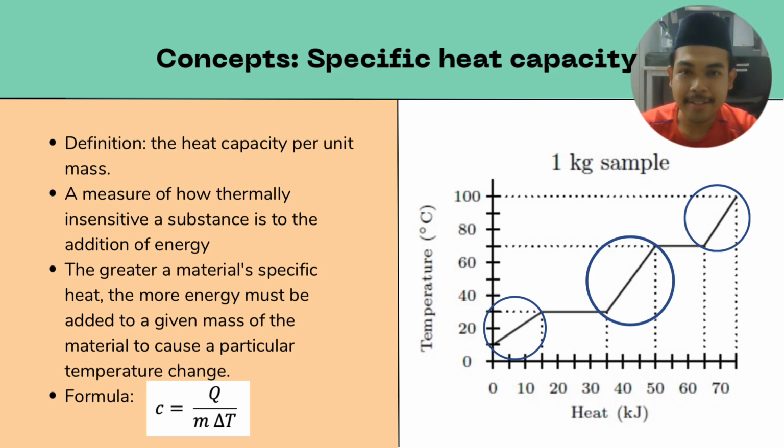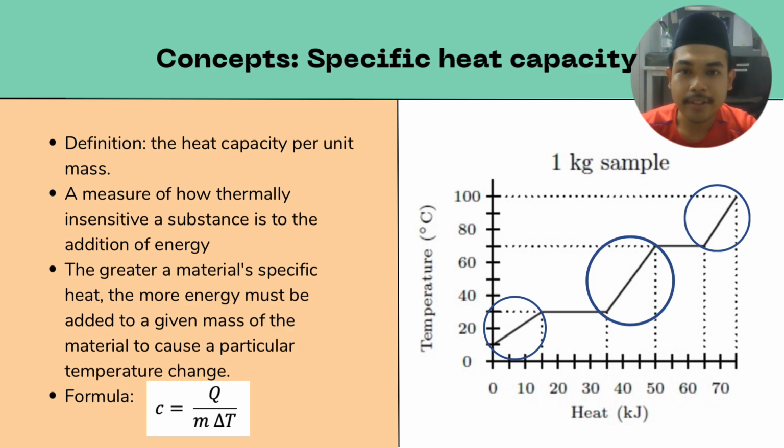So, the first concept that is used in this question is specific heat capacity. The definition of specific heat capacity is the heat capacity per unit mass. Specific heat capacity is a measure of how thermally insensitive a substance is to the addition of energy. So, the greater a material's specific heat, the more energy must be added to a given mass of the material to cause a particular temperature change.